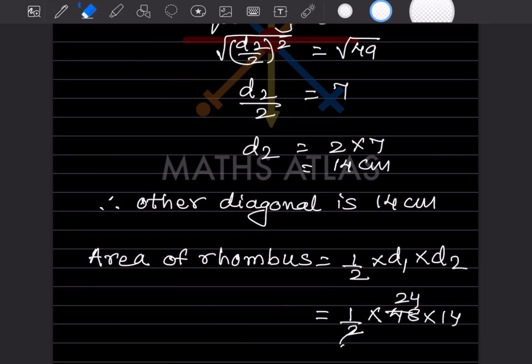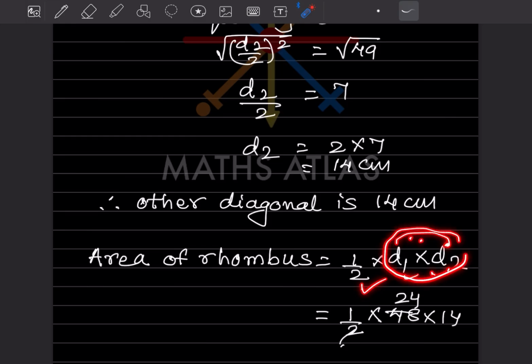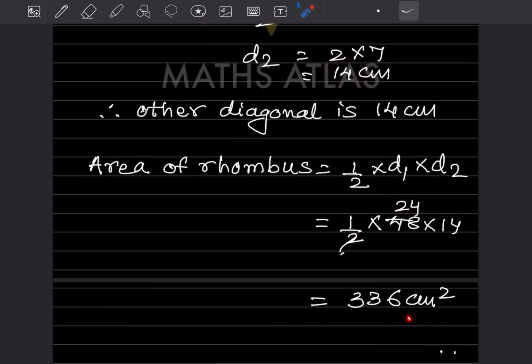Now they also asked for the area. So the area of a rhombus, the formula is half into d1 into d2, that is the product of diagonals. In some places you will find the formula as the product of diagonals. Product of diagonals is nothing but d1 into d2, and product means multiplication. So half into d1, already given as 48, and we got d2 as 14. So we put it here, and this will be 336 centimeter square.